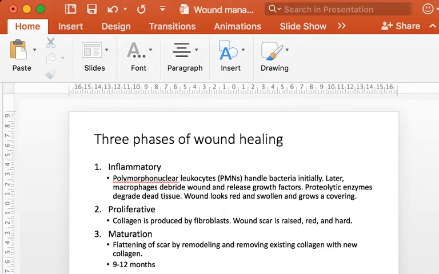In the proliferative phase, collagen is produced by fibroblasts. The wound scar appears to be raised, red, and hard. In the maturation phase, there is flattening of the scar by remodeling and removing existing collagen and replacing it with new collagen. To reach the maturation phase, wounds take about 9 to 12 months.